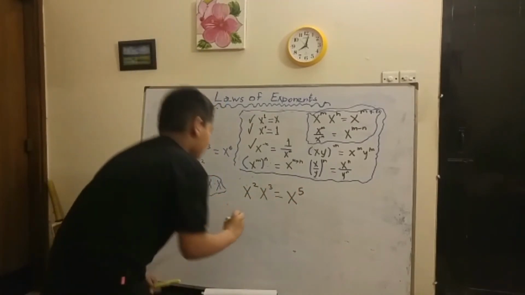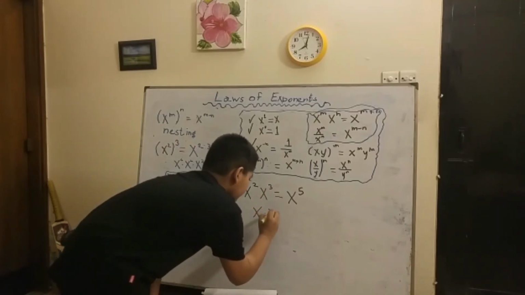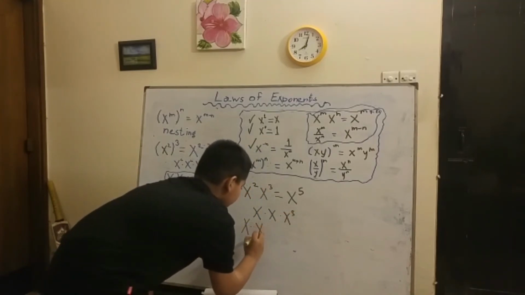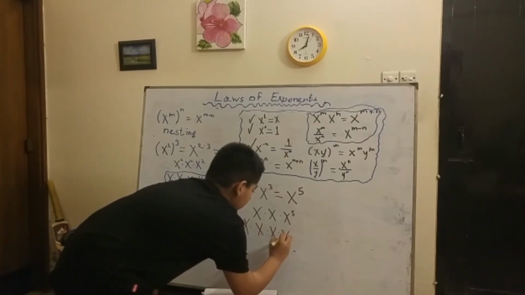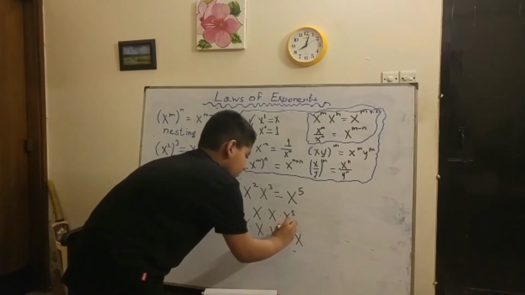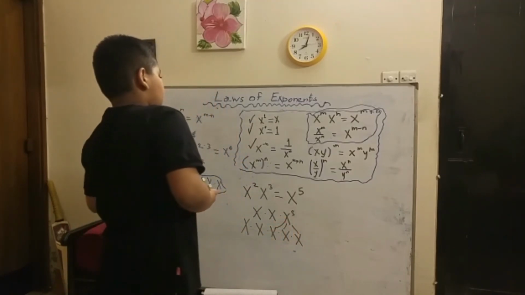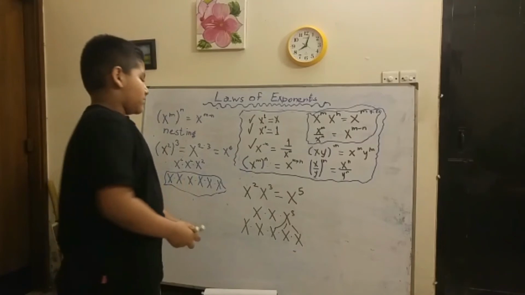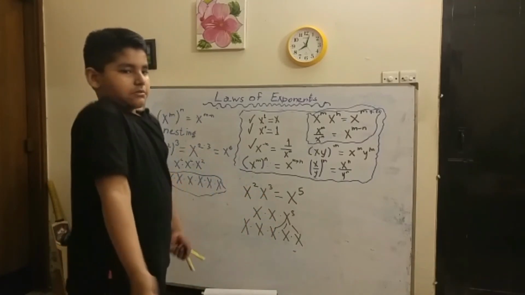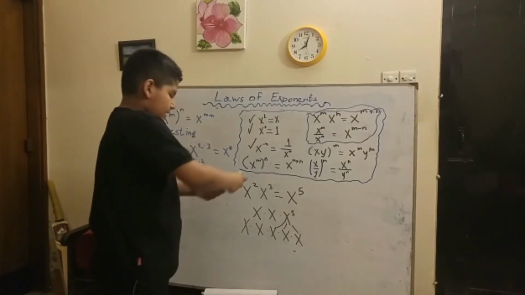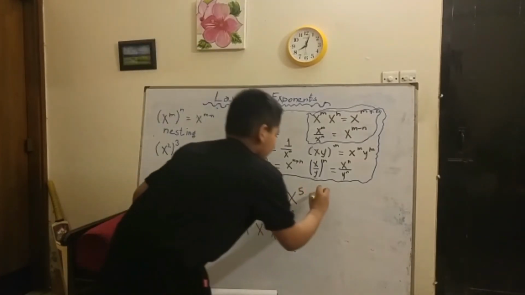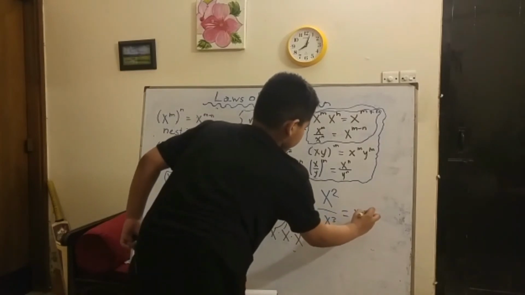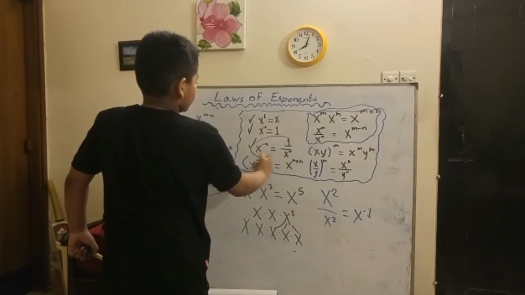Now let's see this in action. x squared times x cubed can be simplified further as x times x times x times x times x. So that's how you do it. Same goes for division. Division is repeated subtraction, so the same thing applies. Here, if we use something like x squared over x cubed, you would get x to the -1, and then use this law to finish the job.